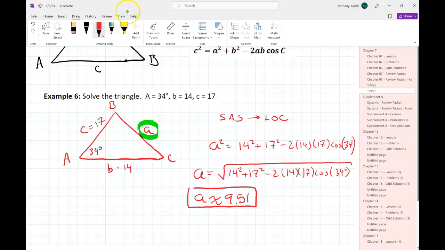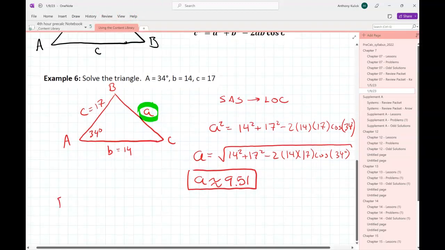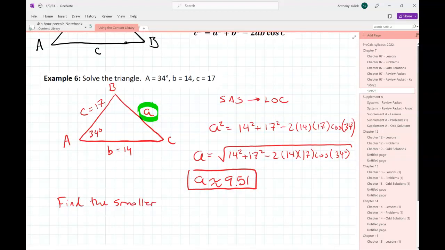So it's really easy. All we need to do is find the smaller angle next. So between angle B and C, which one is the smaller angle? B. How can I tell B is the smaller angle? The side opposite B is smaller than the side opposite C. Right? 14 is smaller than 17. So I know angle B is smaller than angle C.